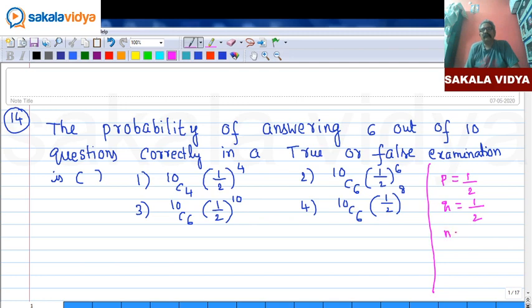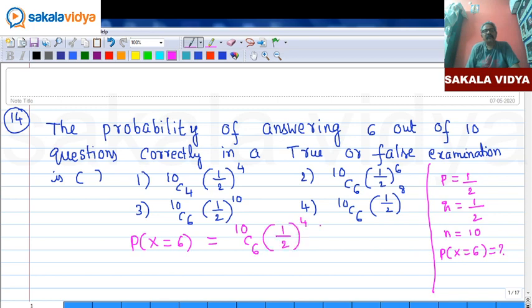Now here n is equal to 10. We need to find P of x equal to 6. P of x equal to 6 is given by 10C6 q to the power of 4 into 1 by 2 whole to the power of 6. This we can write as 10C6 half to the power of 10. So the third option is the right option.